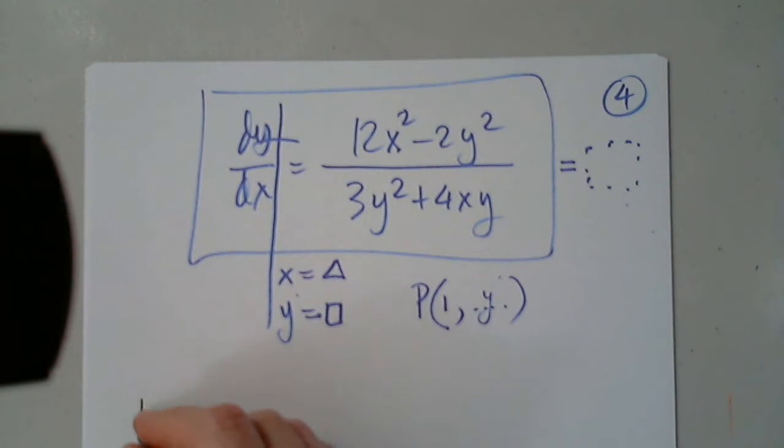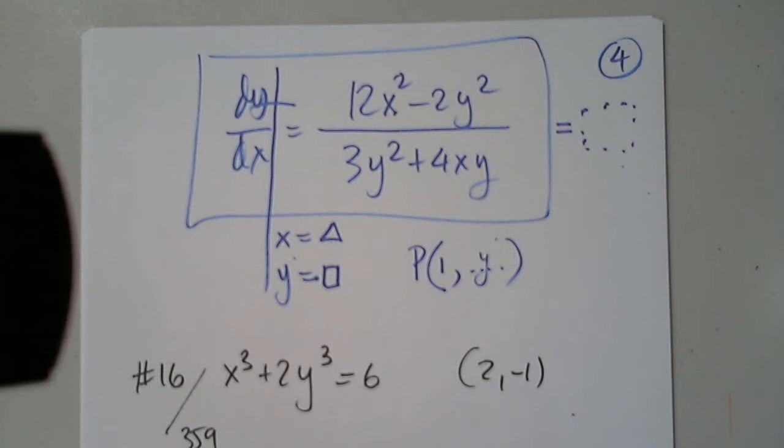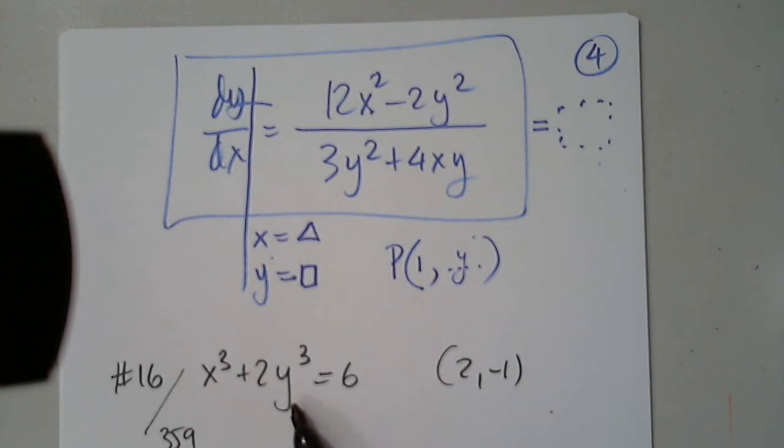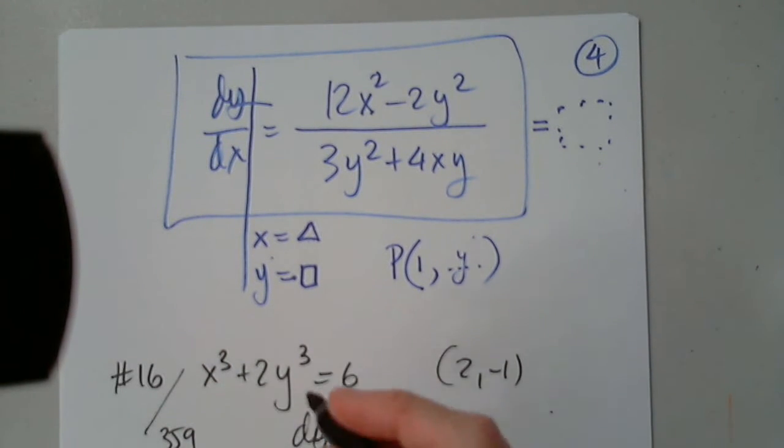x cubed plus 2y cubed equals 6, and the point given to us is 2 comma negative 1. Although it's not difficult in this case to find y, we're asked to find dy over dx, and we're not going to solve for y. In this case, it's not difficult.